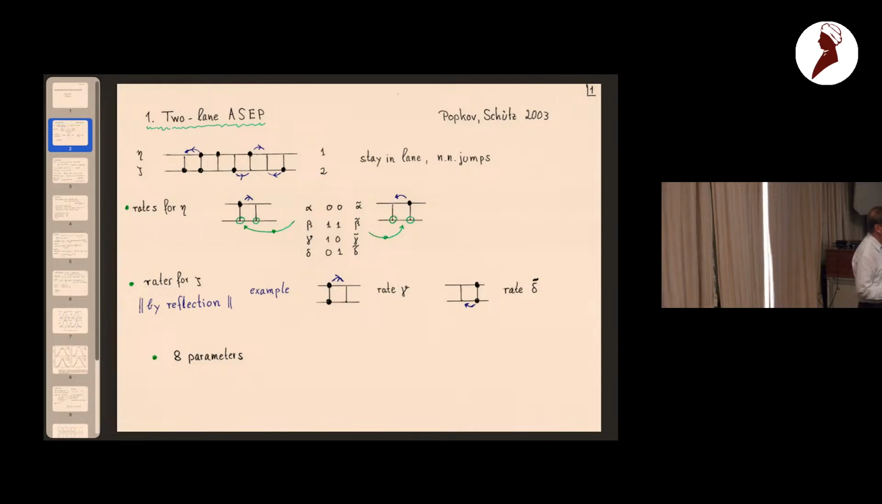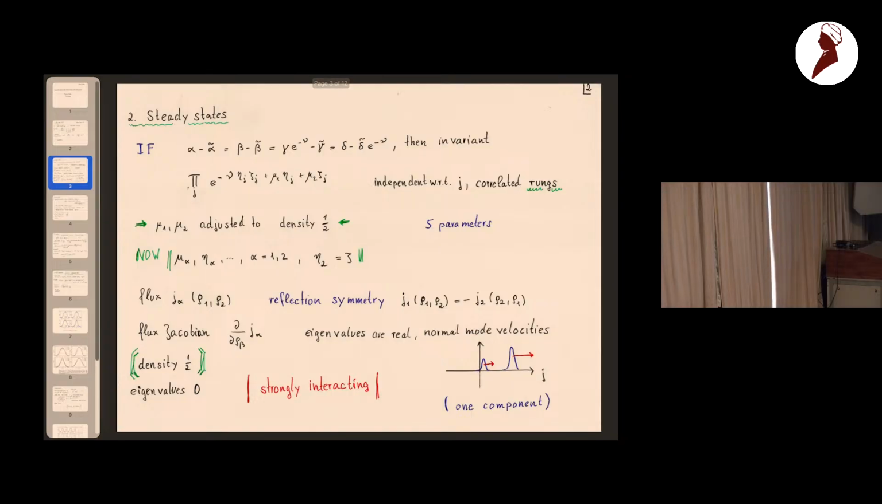Of course, you have two conservation laws, so you fix the densities, and then for given densities, you ask whether you can get a steady state, and this is sort of what Popkov and Schütz actually managed. This is their result. So you have three equations which you have to satisfy.